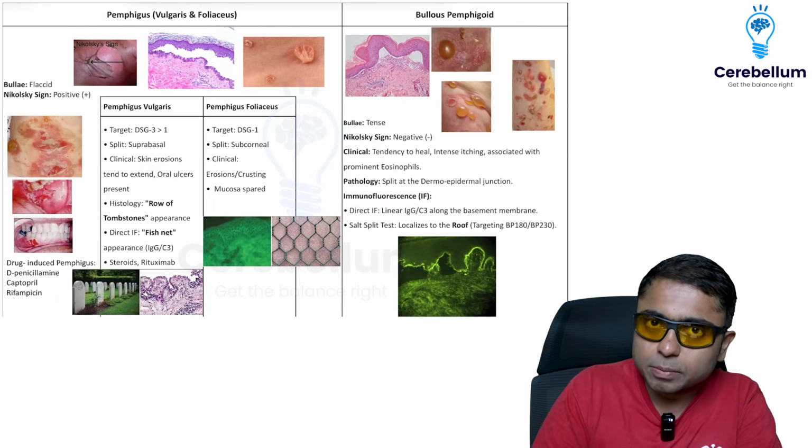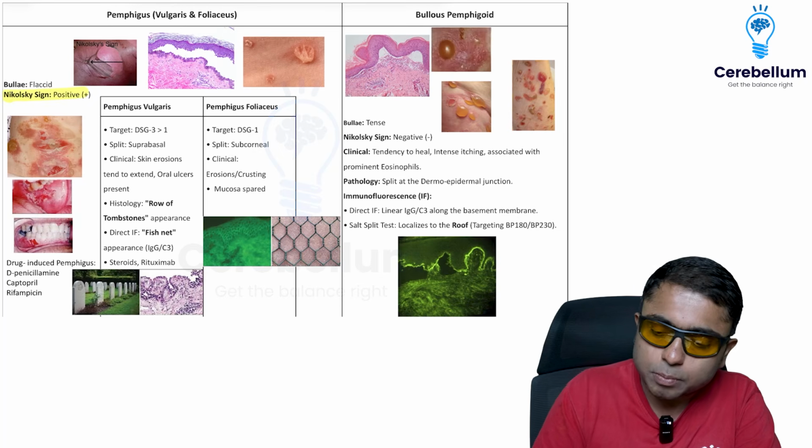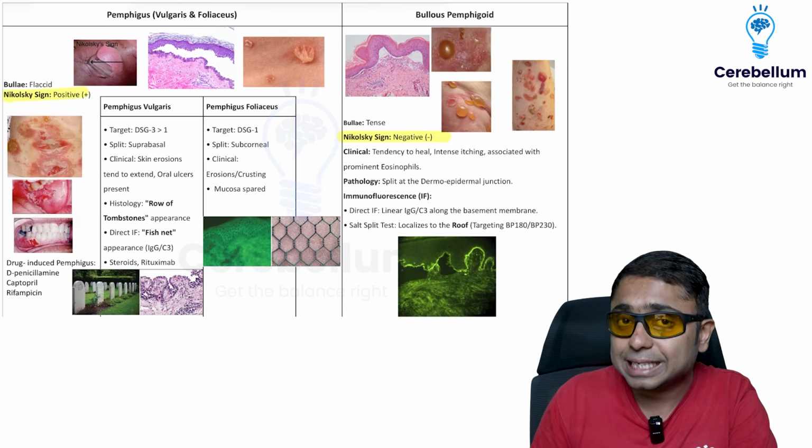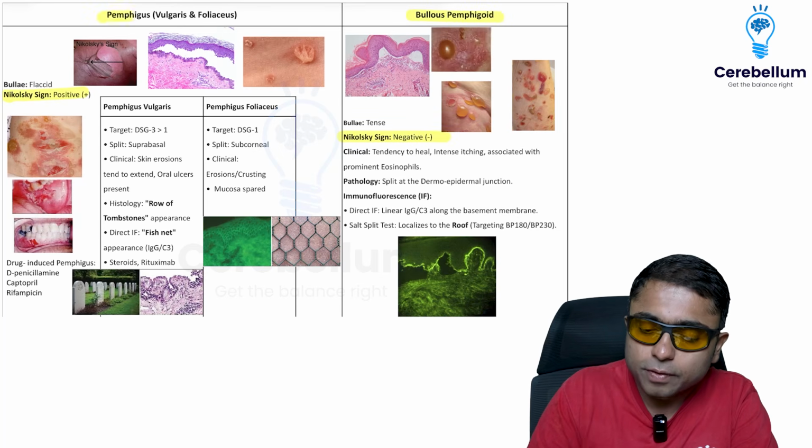And you can see here, this is from the hyper revision notes. You can see Nikolsky sign positivity is very much mentioned here. Nikolsky sign negative is mentioned in bullous pemphigoid and pemphigus respectively.